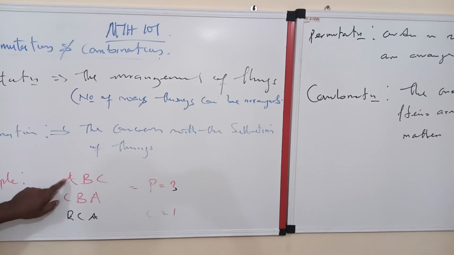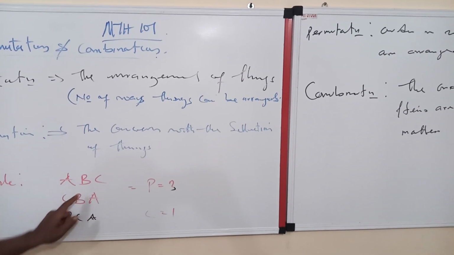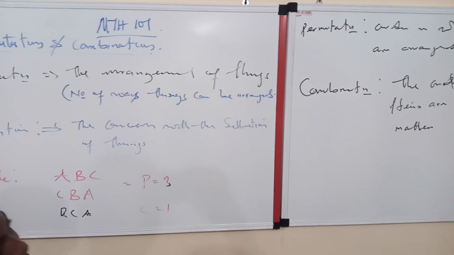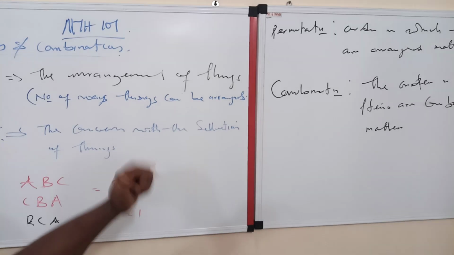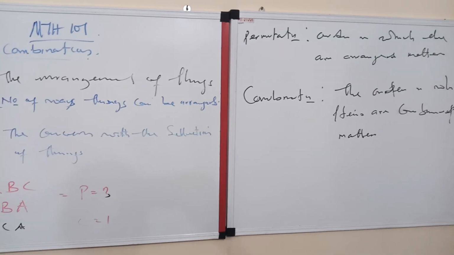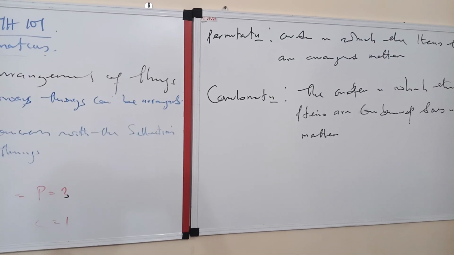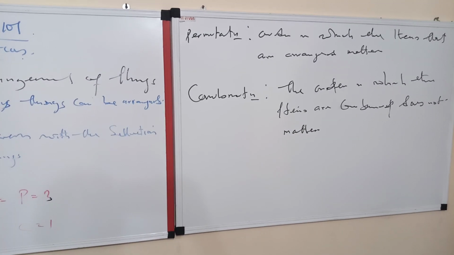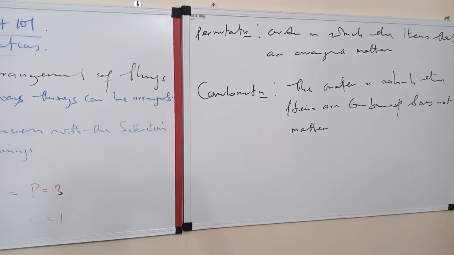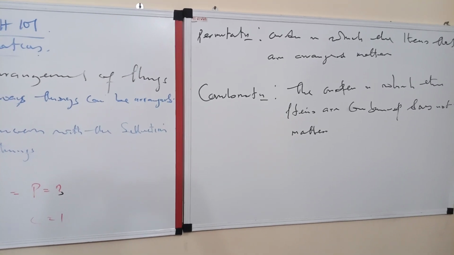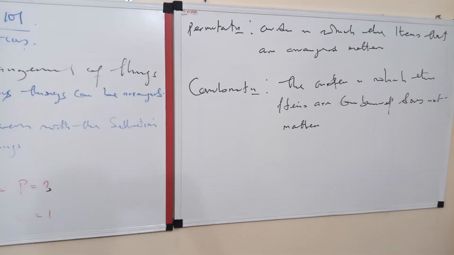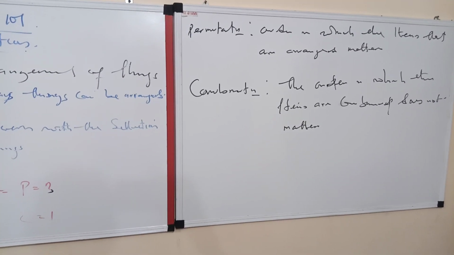Whereas for combination, irrespective of how you pick it, the items are the same, so it's just one combination. The order in which the items are arranged matters a lot for permutation, whereas for combination, the order in which they are arranged does not really matter.